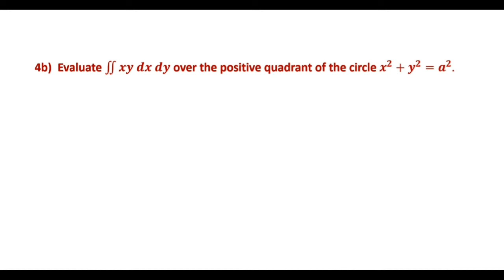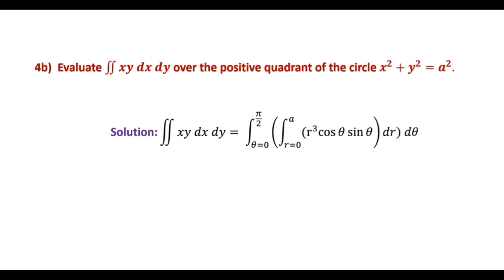So here we have the transformation. X is r cos theta, y is r sin theta, dx dy is r dr d theta. Then xy becomes r square cos theta sin theta, and with dx dy you have overall the integrand r power 3 cos theta sin theta. The limits of r are 0 to a and theta limits are from 0 to pi by 2, since the region lies in the first quadrant, that is the positive quadrant.